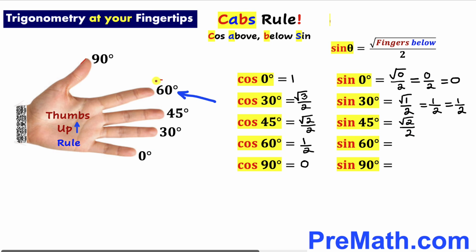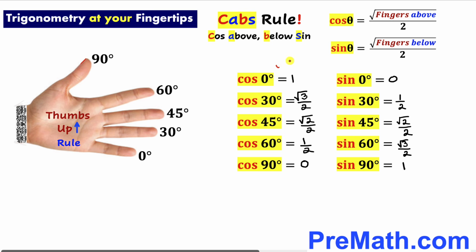And now we are going to figure out the value of sine of 60 degrees. And we can see we got these 3 fingers below this value. So therefore, sine of 60 degrees is going to be the square root of 3 divided by 2. And finally, we are going to calculate the value of sine of 90 degrees. And we can see we got these 4 fingers below that value. So therefore, sine of 90 degrees is going to be equal to the square root of 4 divided by 2. And if I simplify, we are going to get 1.